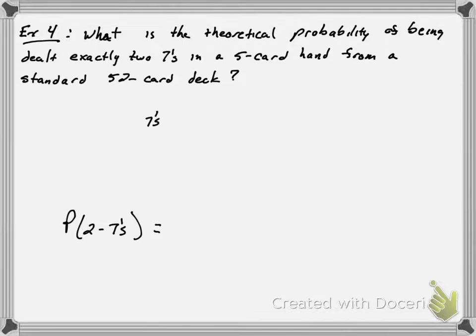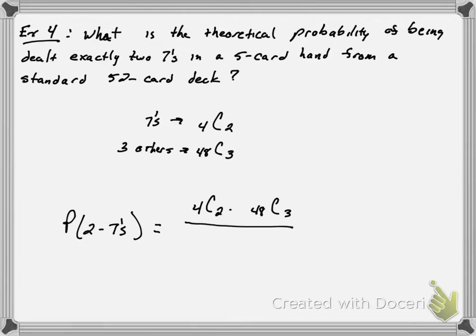So the number of ways of getting 2 sevens is 4C2. Now, I need 3 other random cards. It doesn't really matter which, just 3 other cards. We'll call them others. That's going to be 48 cards left, since 52 minus 4 is 48. Combination of 3, because again, the order doesn't matter. That's what we want to have happen. So my top is 4C2 times 48C3.